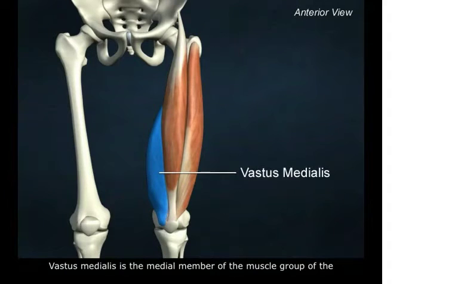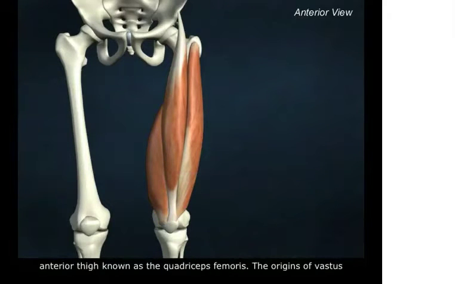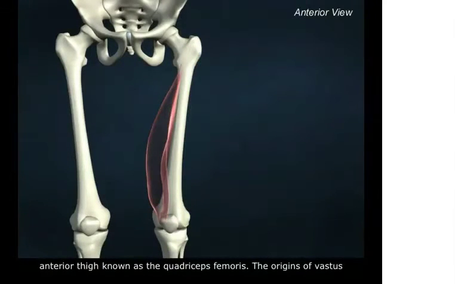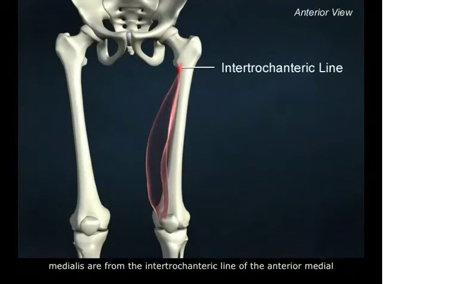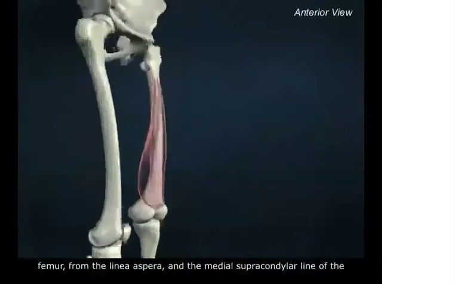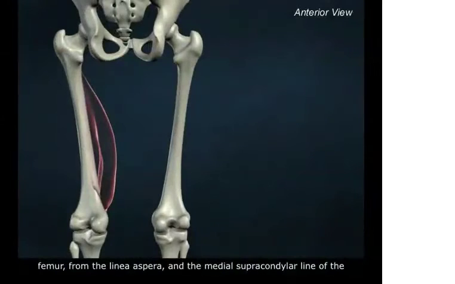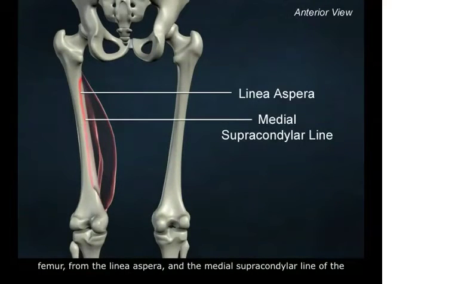Vastus medialis is the medial member of the muscle group of the anterior thigh known as the quadriceps femoris. The origins of vastus medialis are from the intertrochanteric line of the anterior-medial femur, from the linea aspera, and the medial supracondylar line of the posterior femur.